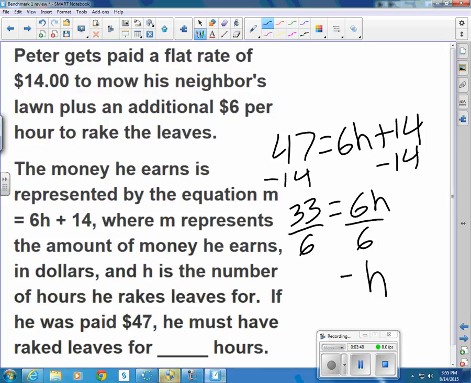So the number of hours equals 5.5. That makes sense, because 30 divided by 6 is 5, and 3 is half of 6. So he raked leaves for 5.5 hours, got paid $33 plus the 14 for mowing. That added up to 47. Plugging it back in and checking it.